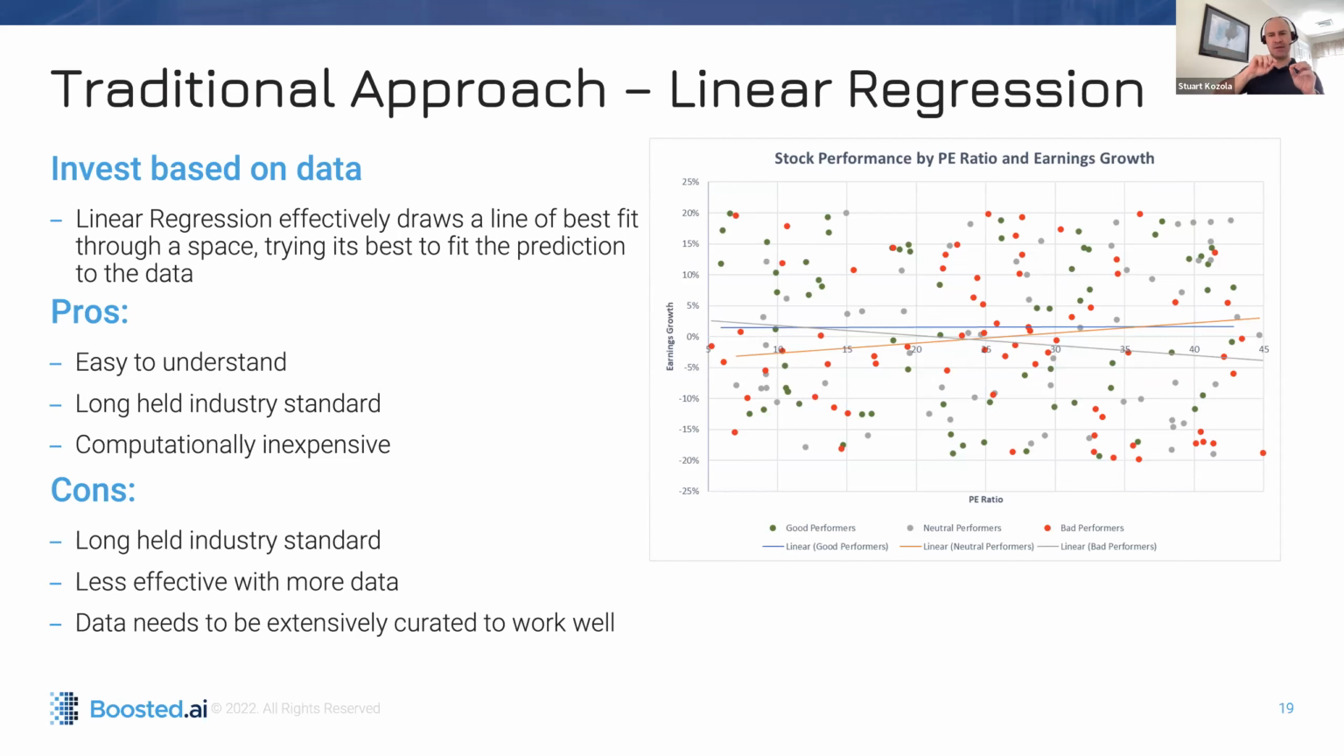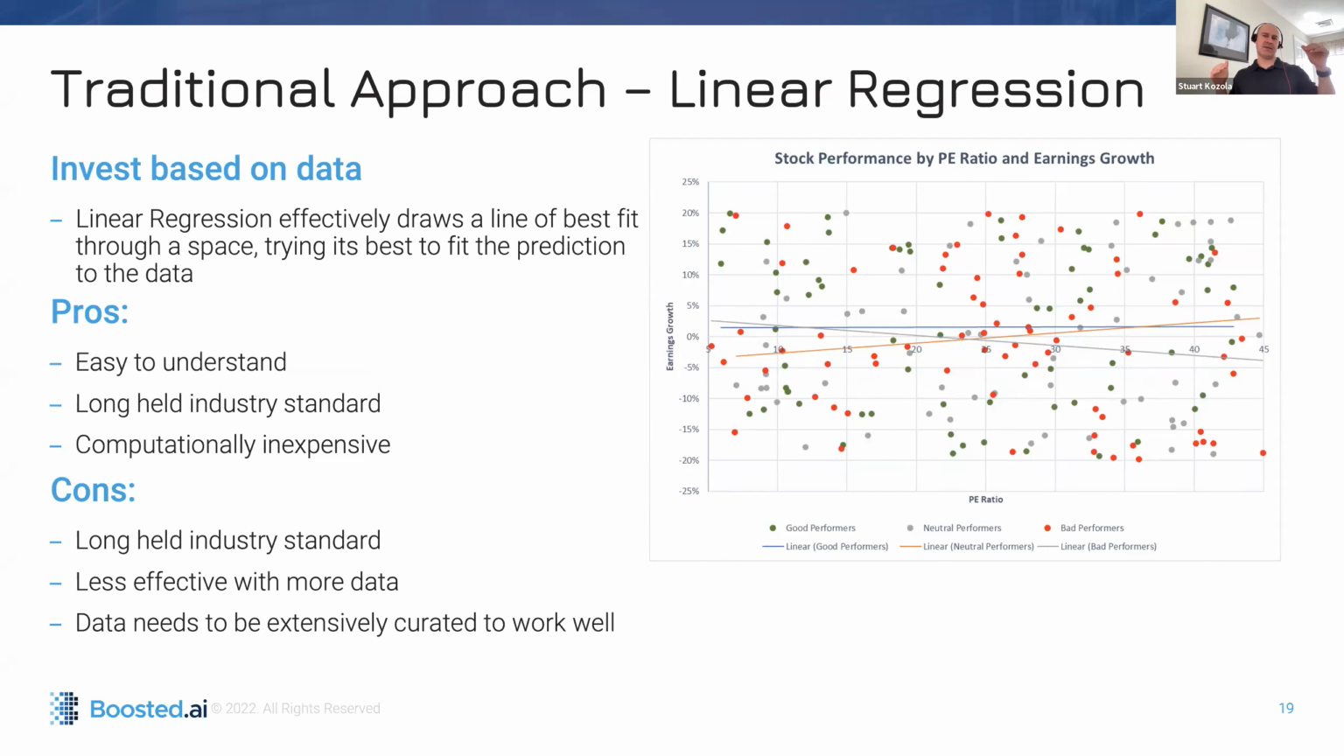The linear neutral is the orange line that goes up and to the right a little bit. As you go further out in price to earnings and up a little more in earnings growth, that's where the direction of the neutrality goes. The good performers are the blue line, which is pretty much flat. So using linear regression in this case is really hard, because it's not differentiating on price to earnings in any way. It says everything in the space looks good. And it's very similar for the bad performers, which slope slightly down.